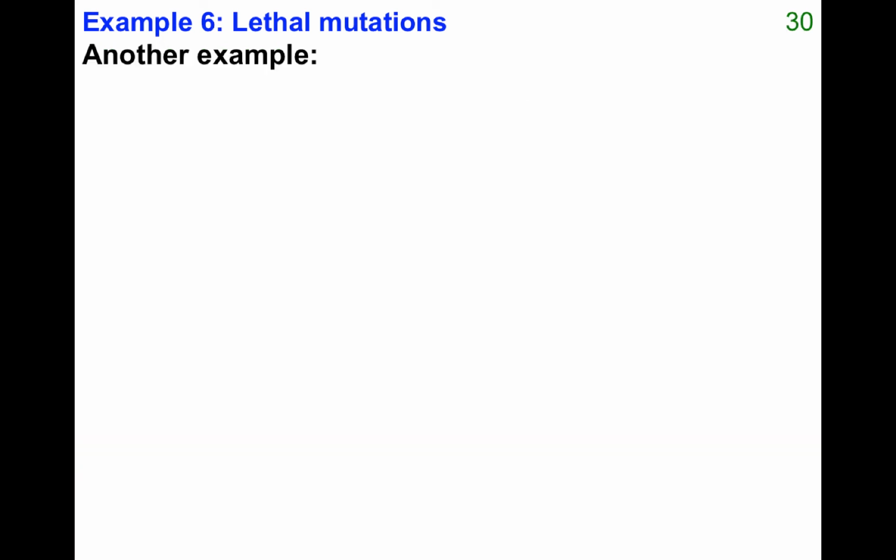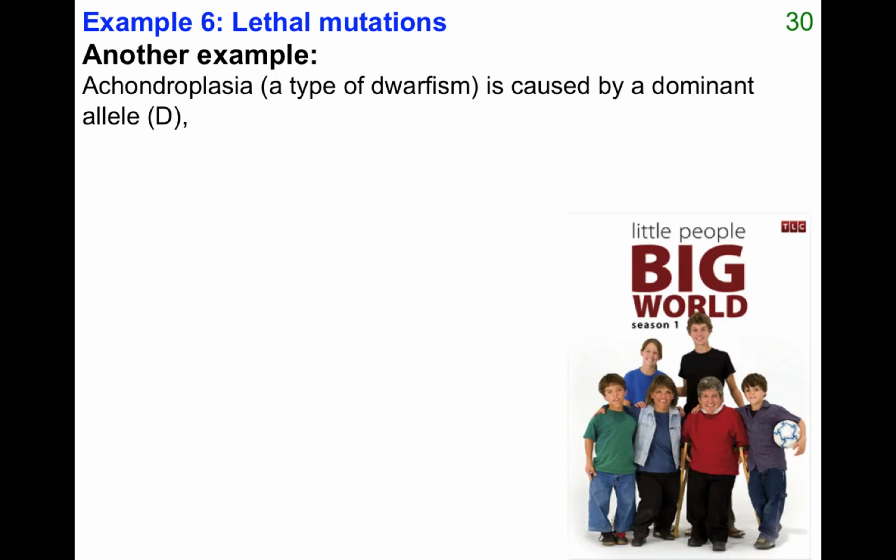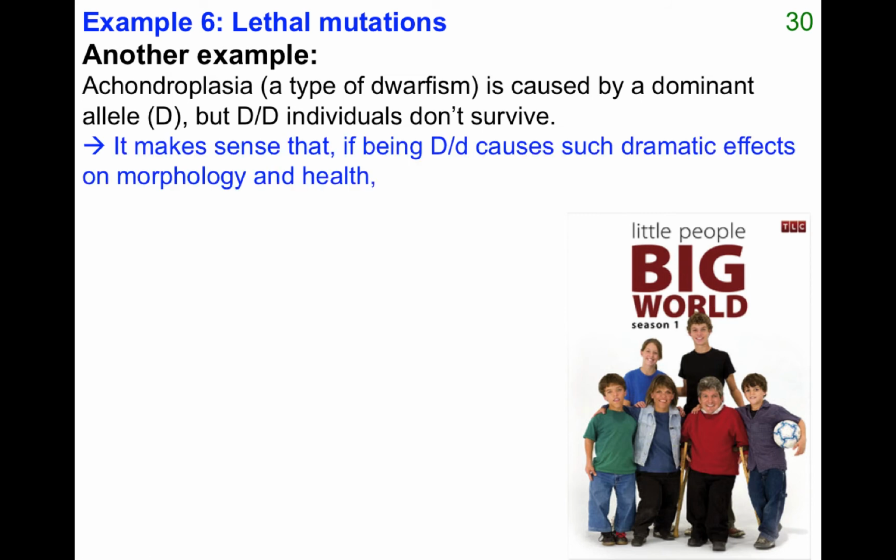We'll talk more about these later on when we're talking about 2 genes. Okay, but here's another example. So achondroplasia, so we're still looking at lethal mutations, but a different example of it. Achondroplasia is a type of dwarfism, and it's caused, again, by a dominant allele, so big D, right? So big D individuals don't survive, though. It's also a lethal mutation. So it's dominant for causing dwarfism. It's recessive for lethality. Okay, this kind of makes sense.